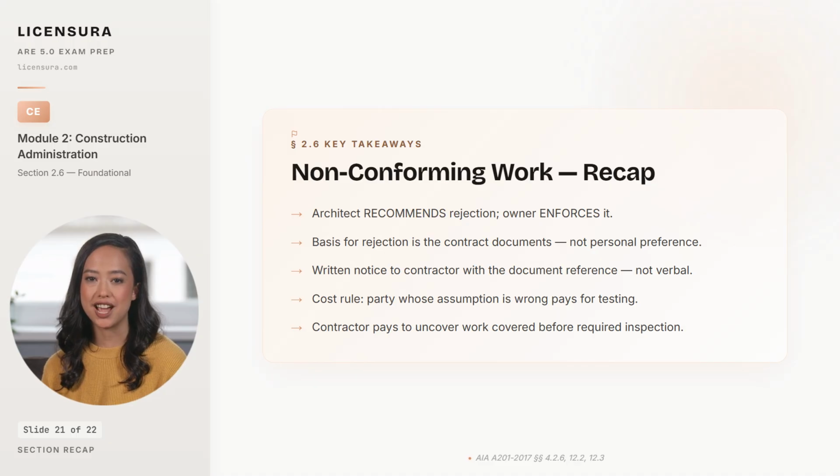The cost rule for testing reduces to a simple principle. The party whose assumption turns out to be wrong pays for the testing, and that rule produces clean outcomes in all 3 common scenarios. And the uncovering rule applies whenever the contractor has covered work before a required inspection. The contractor pays to uncover, test, and recover regardless of the outcome, because the contract requires inspection before covering as an independent contractual duty.